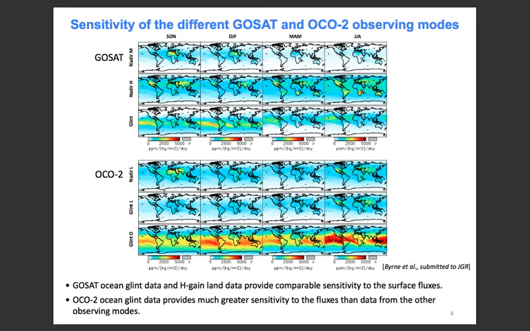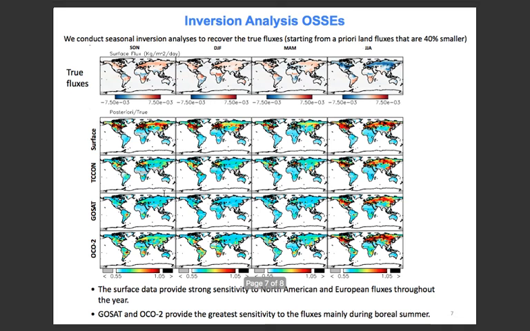So what does this mean for flux inversion? We did an OSSE where we took the pseudo data that we generated and fed them into an inversion analysis starting from an incorrect prior. So we scaled the fluxes down by 40% to generate a prior, and then we looked at how well we can retrieve the true fluxes using the different pseudo data for the 4 different observing systems.